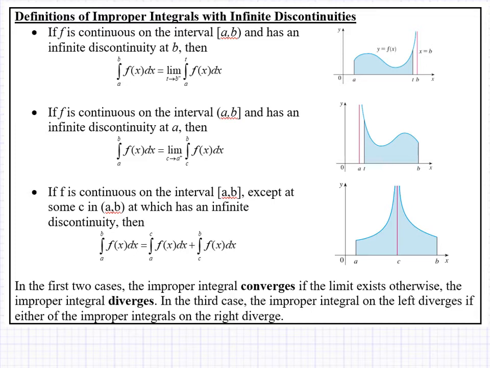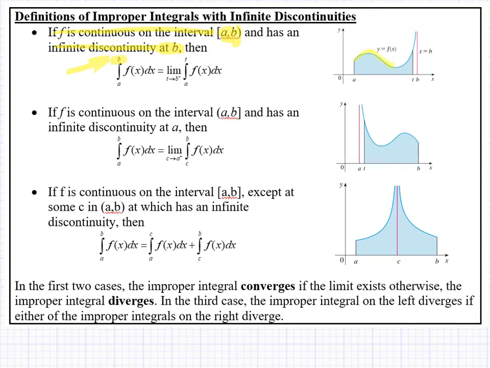Let's look at the first scenario, and that is that we have a function that's continuous on an interval a to b, except for the right-hand end of the interval, the uppermost part of the interval. There's a discontinuity at b, okay? So the very end of the integral, that is the issue. Graphically, it would look something like this.